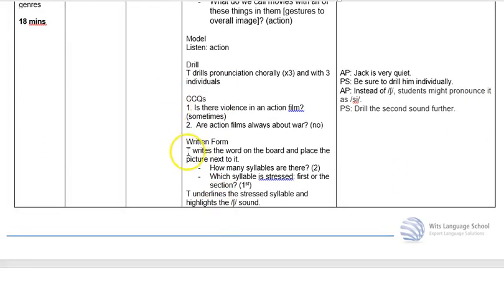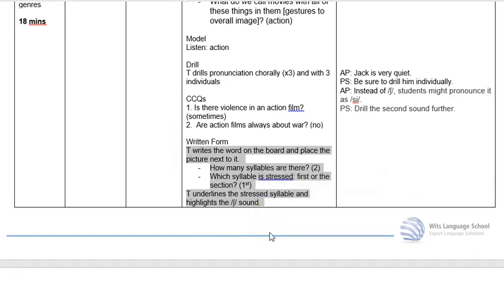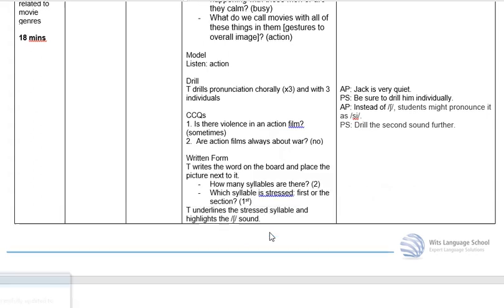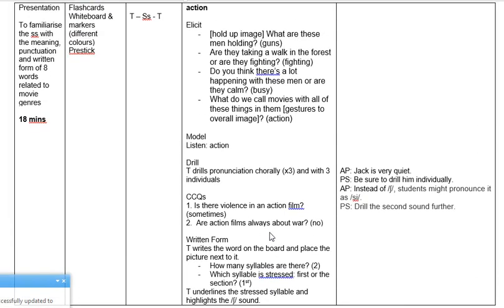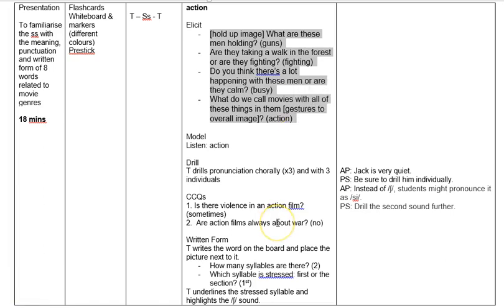As you can see, there's quite a bit that is scripted for the written form. You have to look at how many syllables there are, which syllable is stressed, and then indicate the difficult sound. In the eliciting stage, you also need to ask quite a few guided questions. It is insufficient to write in your lesson plan, "teacher elicits the word." How will you elicit the word?